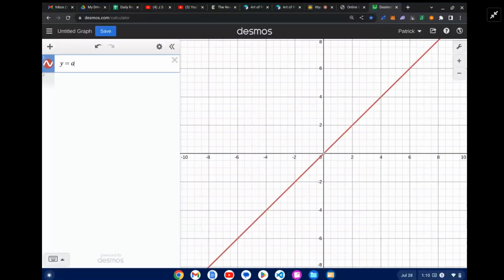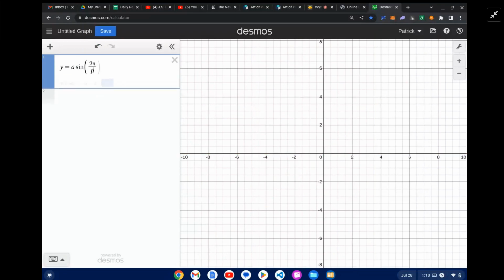So let's look at a basic sine. It's a general form of a sine function. I'm going to take a times the sine. A is the amplitude. And then we have 2 pi over p, where p is the period. The period is the amount of time it takes to finish a complete cycle. In this case, we're counting by months, so p will be in months.